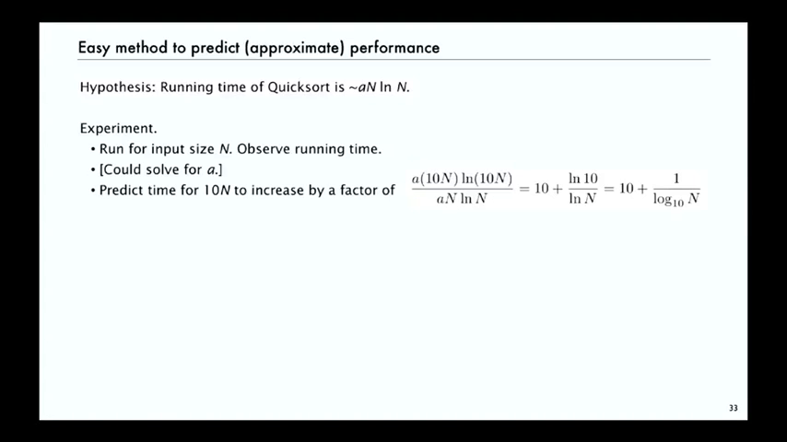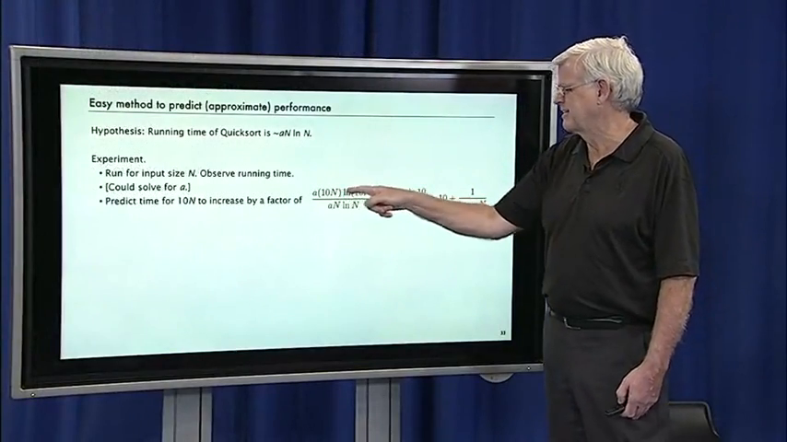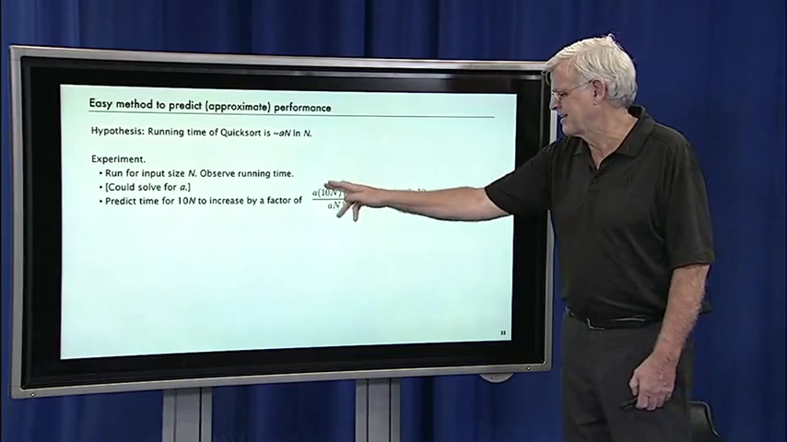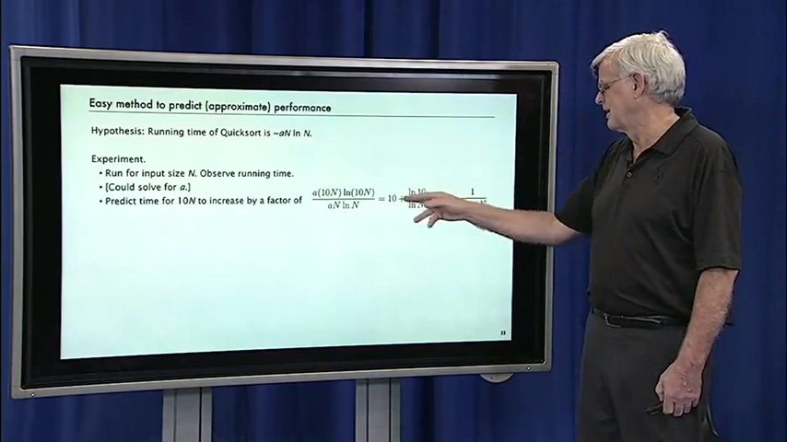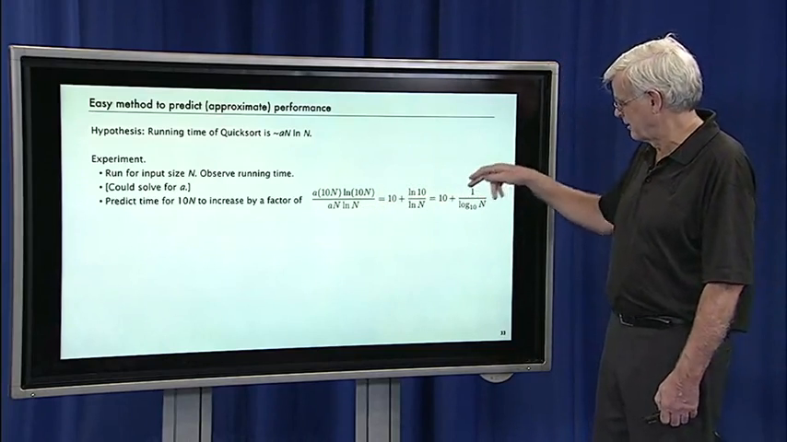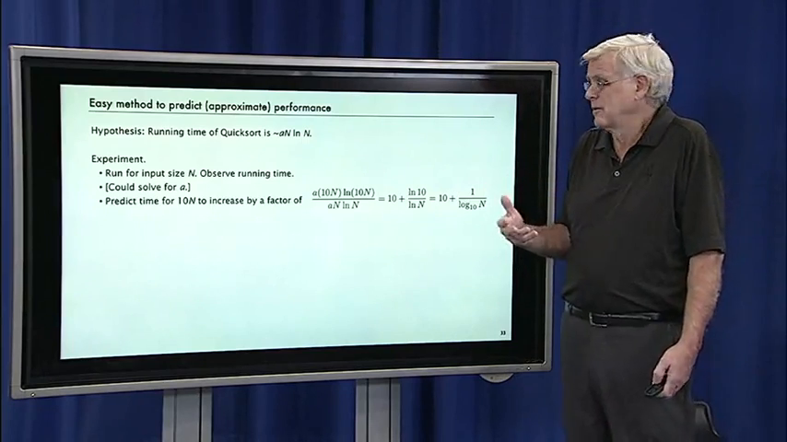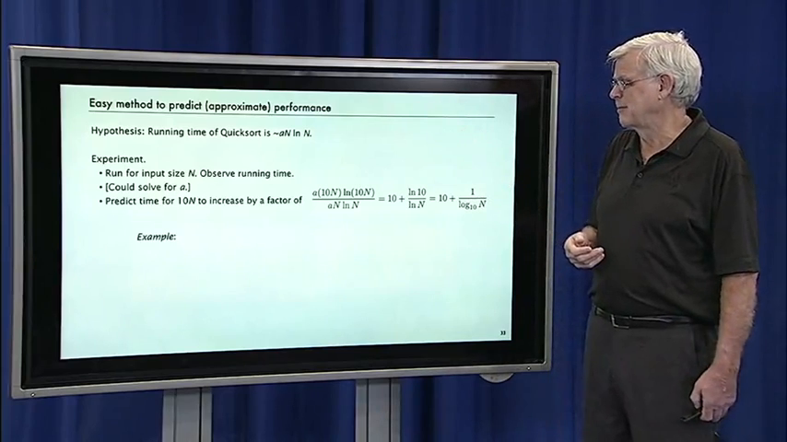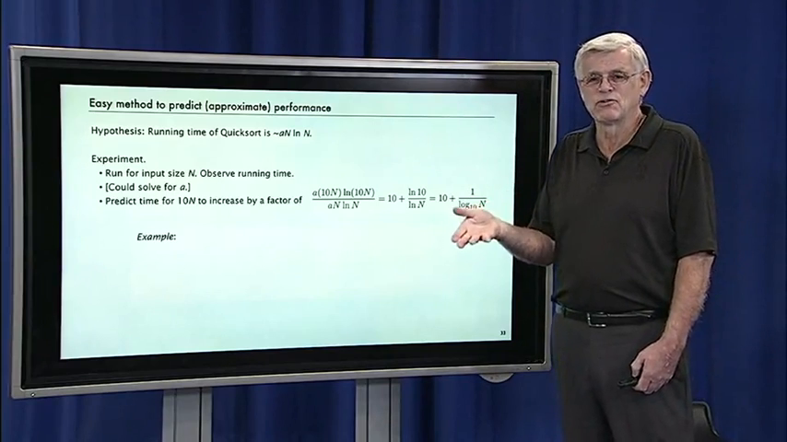So say we wanted to predict the time for 10n, knowing that we have the running time for n. Well, if you just do the math, if we take a times 10n, log 10n over a n log n, the a's cancel. We don't even have to know the constant. It says that the running time is going to increase by a factor of 10 plus 1 over log base 10 of n. And this gets smaller as n gets bigger, so if you increase the problem size by about 10, you're going to increase the running time by about 10. And that's a very accurate prediction that's useful and that we now teach to first-year students.